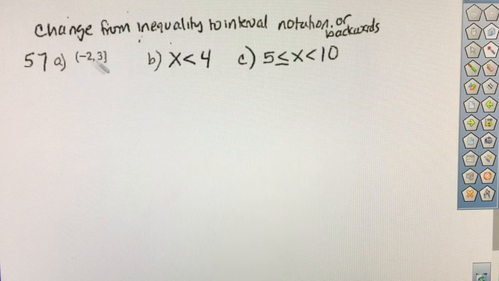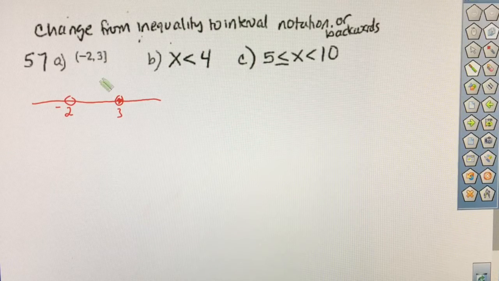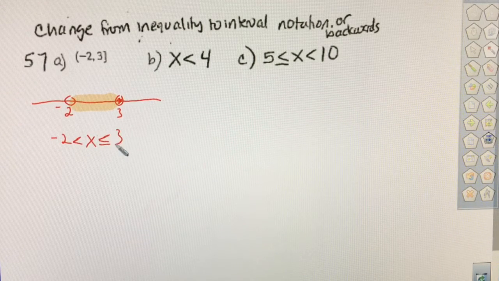So they want me to change this into an inequality, and notice it starts at, if I were to graph it, -2, but it's an open circle, and it goes to 3, and it's a closed circle at 3, and it's all the values in between those. So the inequality would be x is between -2 and 3. Notice this would have a bracket on it, and this would have a parenthesis.